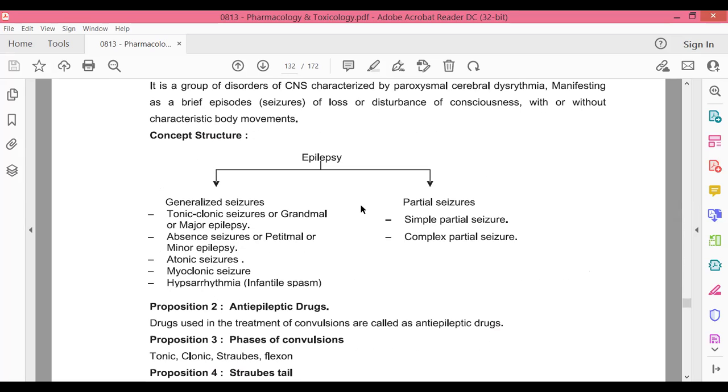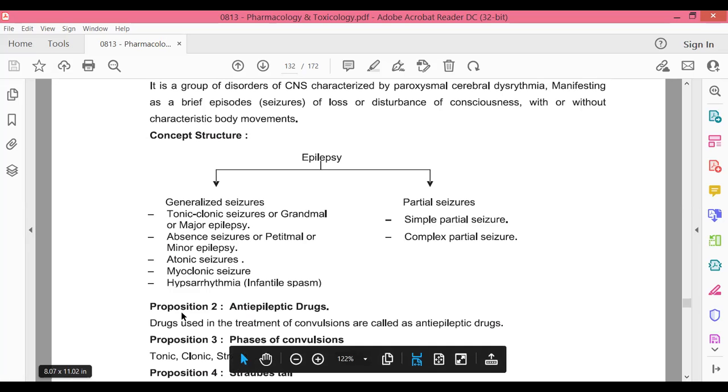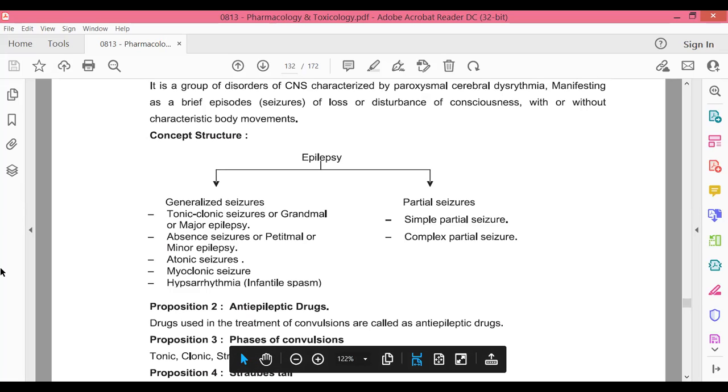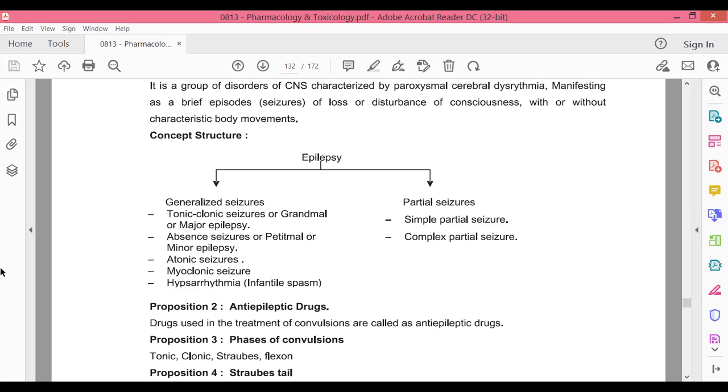The next point is types of epilepsy. First, generalized seizures: tonic-clonic seizures, also known as grand mal or major epilepsy. Second, absence seizures, or petit mal, or minor epilepsy, then atonic seizures, myoclonic seizures, and hypsarrhythmia, that is infantile spasms. Then partial seizures, which include simple partial and complex partial seizures. So these are the types of epilepsy.